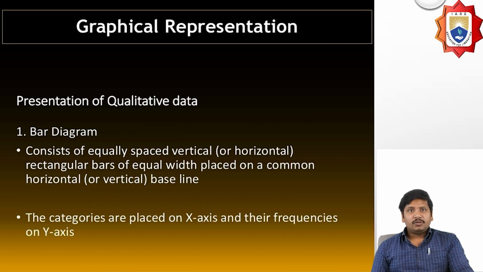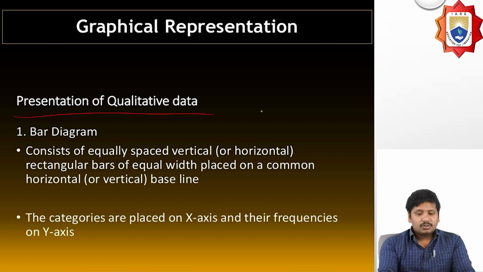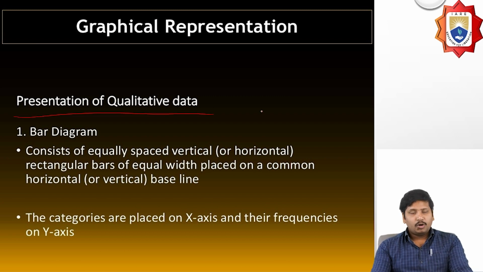So when it comes to the presentation of qualitative data, we're going to have the bar diagram. This bar diagram consists of spaced vertical and horizontal rectangular bars, and the categories are going to be placed on the x-axis, and the frequencies are going to be placed on the y-axis. So, the presentation of qualitative data by categories.